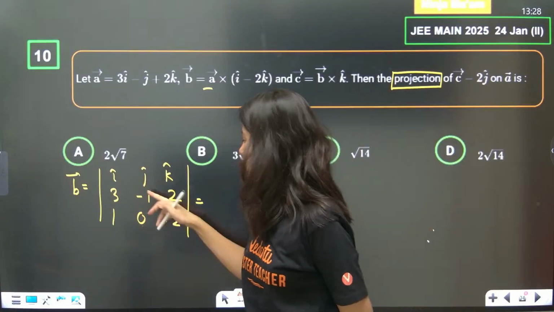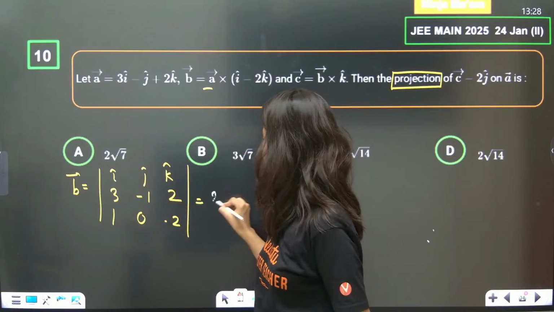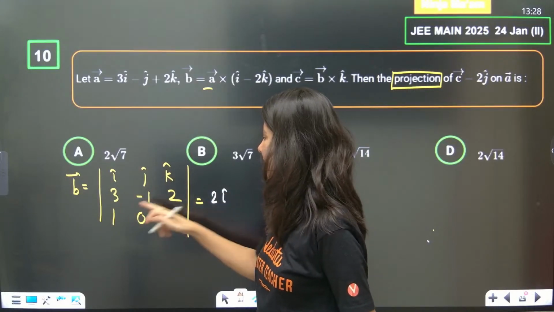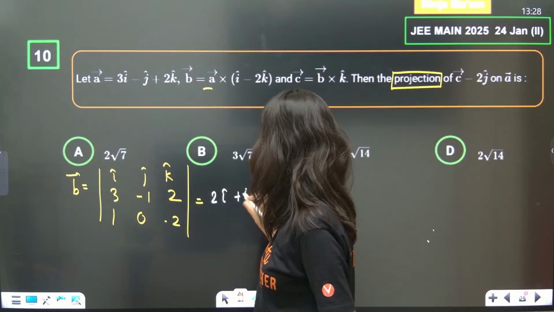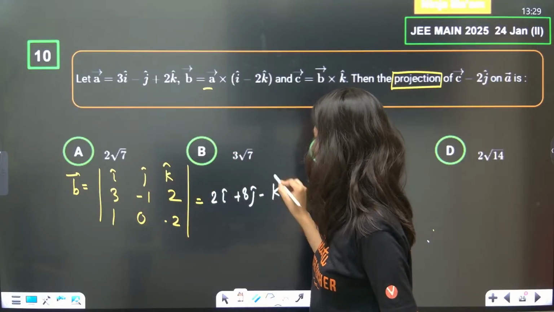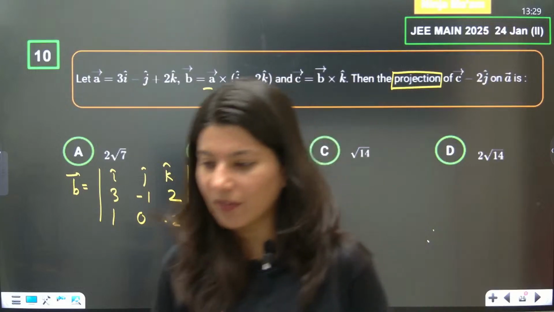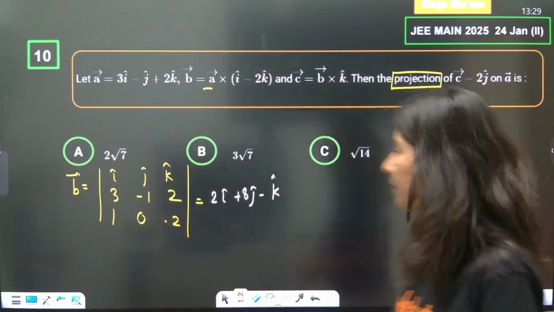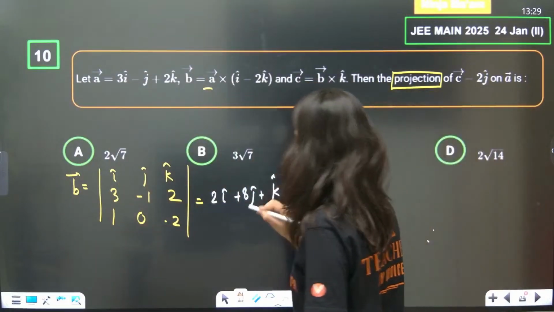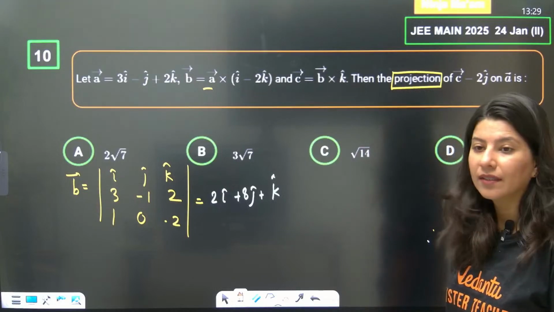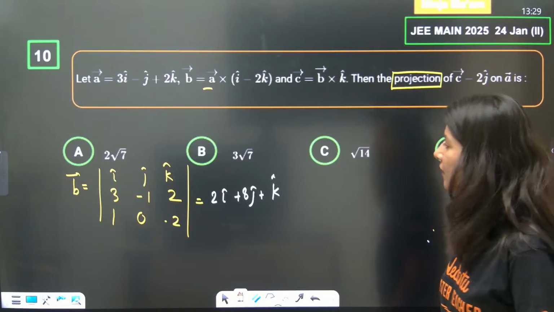So this is 2 I cap. Now this is minus 6 minus 2, so plus 8 J cap. And over here this is plus K cap. This is your B vector. Everybody just check once, have I calculated correctly? Yes. 2 I cap plus 8 J cap plus K cap. So this is your B vector.